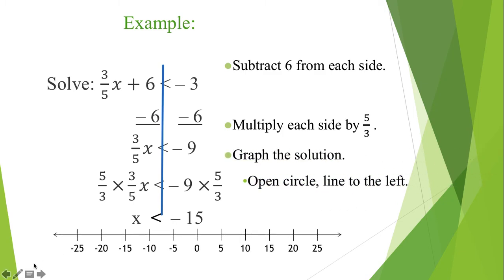Let's graph it. It says x is less than 15. So it will be an open circle on 15. Less than means it will move towards the left side.